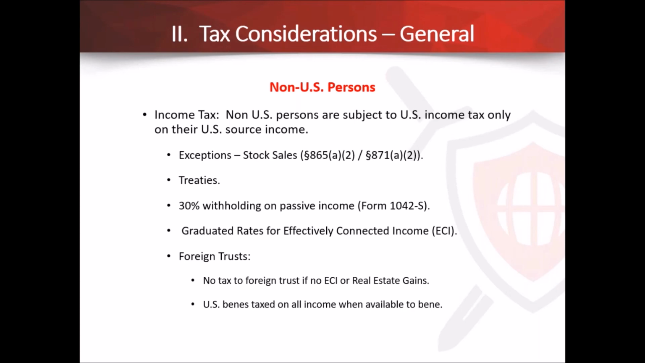We have treaties, obviously it will affect income tax. We have the 30% withholding on passive income. We have the graduated rates for the ECI, or effectively connected income, which is basically with a trade or business inside the United States. And obviously with foreign trust, there are some special rules. If it's a respected non-grantor foreign trust, there's no tax to the foreign trust if there's no ECI or U.S. real estate gains.